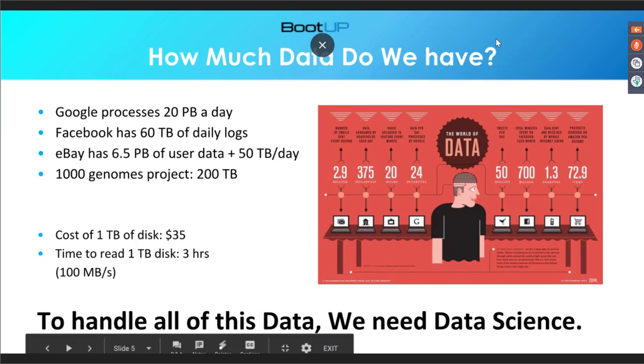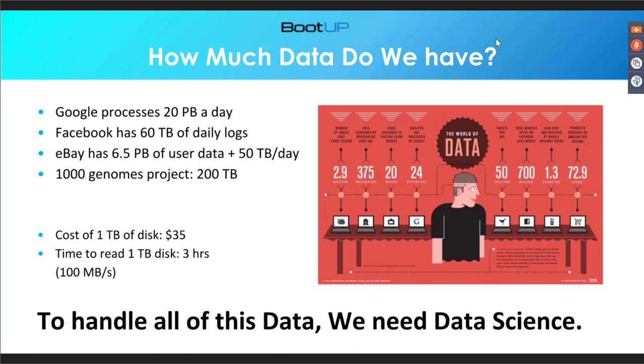Now the question is, how much data do we have? Google processes 20 PB a day. Now what is a PB? It is 1000 TB. And what's a TB? It is 1000 GB. And what's a GB? It's 1000 MB. And 1 MB is 1024 KB. So you have a huge amount of data which is processed on a per day basis by Google.